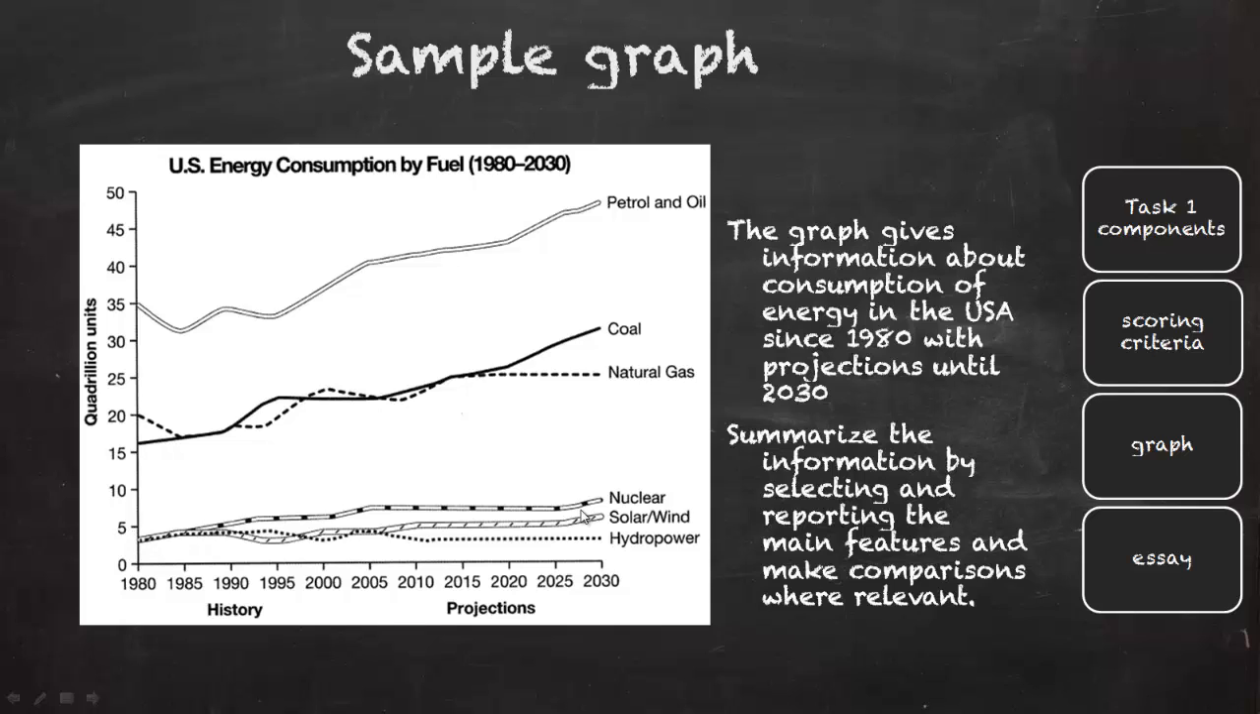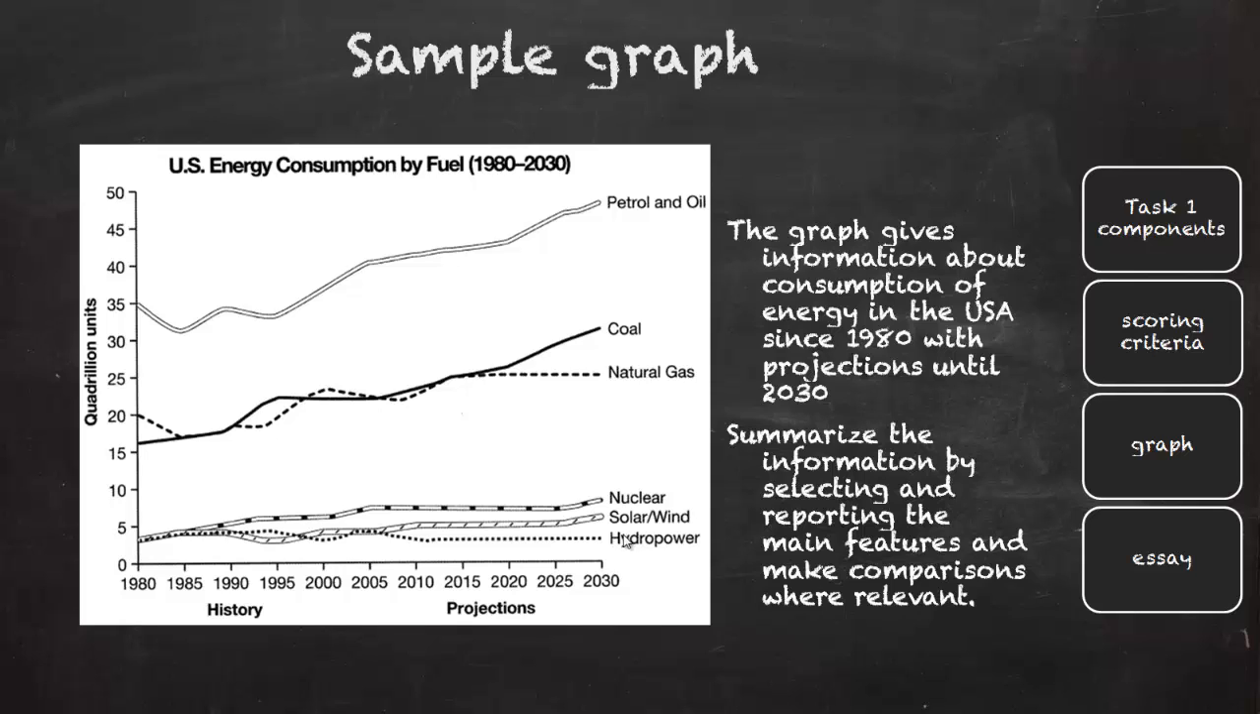There is one group, although there's only one line in there, which is petrol and oil. Then there's a second group here, coal and natural gas. And then there's a third group here, which includes nuclear energy, solar and wind, and hydropower energy. So you can see that there are three distinctive groups. So when you write your body paragraphs, you want to order your paragraphs according to these groups. I'll show you in a moment how that works.